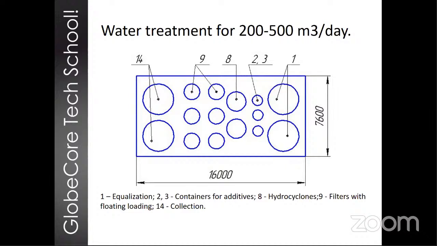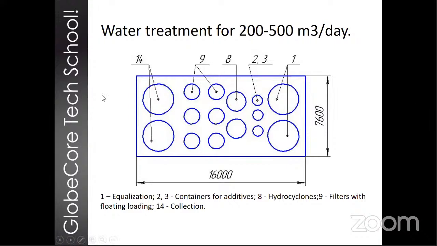And after processing in this little facility, pipelines will take purified water to heating systems, for instance, to use in boilers and in central heating. Additionally, depending on the quality of the source water and the requirements for purity of the water and the standards, we can use either hydrocyclones or floating loading filters or sedimentation tanks to further improve the water.